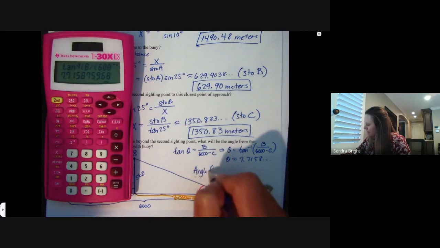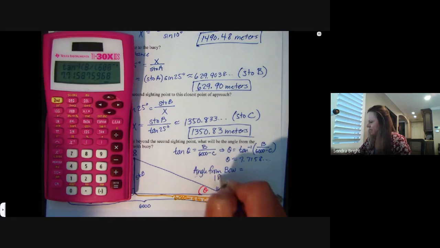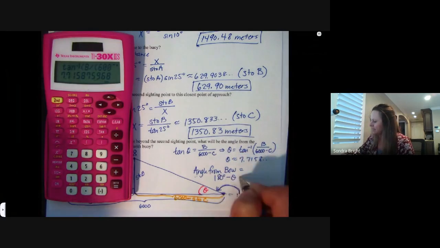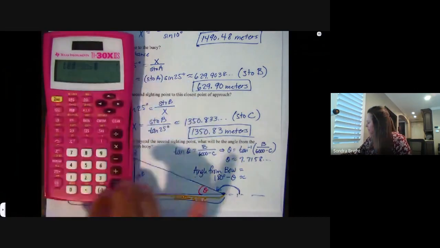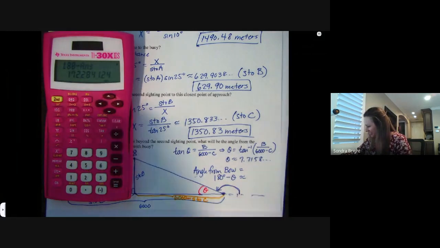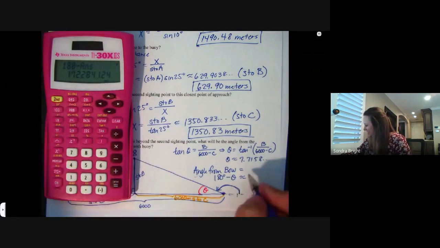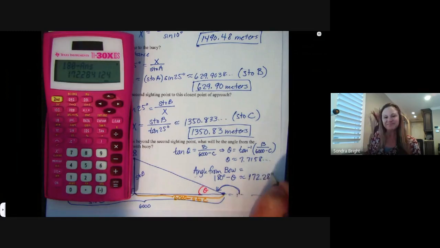That is 180 minus that theta. So I'll just go 180 minus my answer, which gives me, it's allergies, don't worry, 172.28 degrees. And that's the answer there.